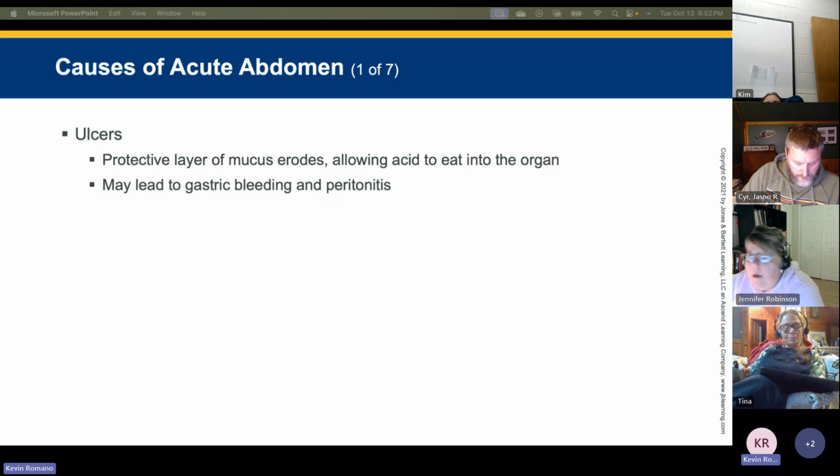The chronic use of anti-inflammatory meds. Signs and symptoms would be gnawing pain in the stomach, nausea, vomiting, belching, and heartburn. And complications like hematemesis, so vomiting blood, melena, so dark colored stools, or peritonitis, inflammation in the peritoneum.